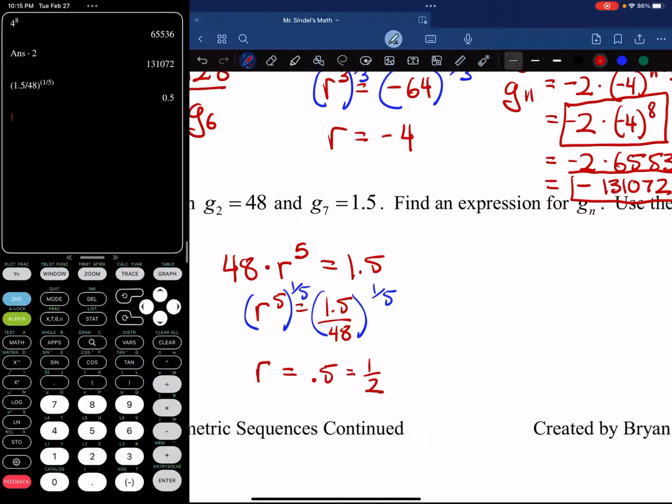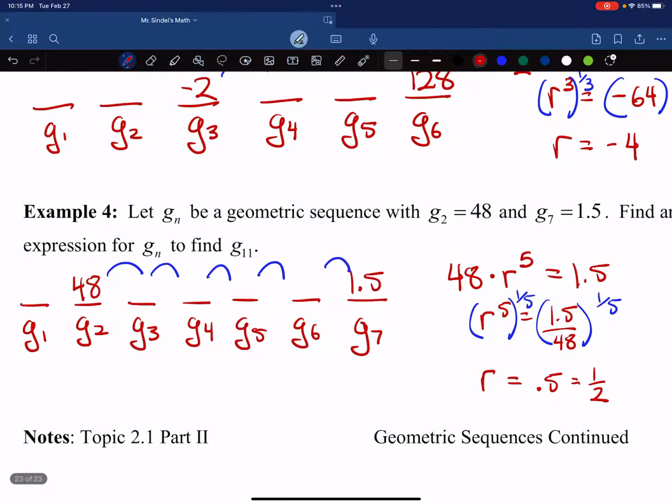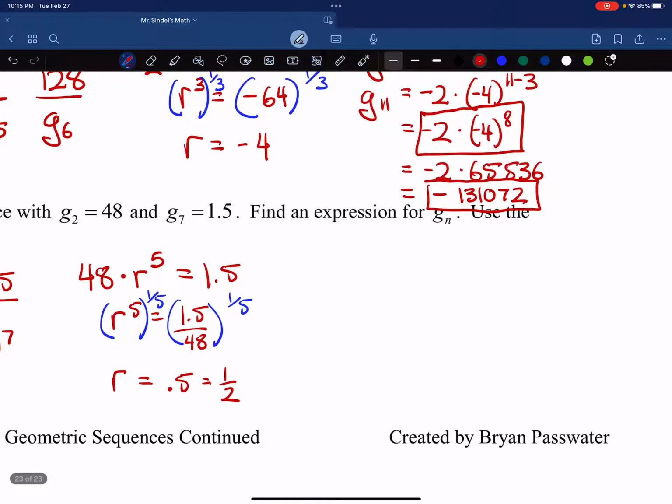Okay, we have the common ratio. It's now time to use that in the general expression. We're trying to find g sub n first, and then we're going to find the 11th value. I can choose any term that I want. I typically like the one that's over on the left more, but that's up to you. So I'm going to say 48, and then multiply by the common ratio, which we found is a half. I prefer fractions. And this is going to be to the power of n minus whichever term we use. This is the second term, so I'm going to write a 2 over here. And I have my formula.